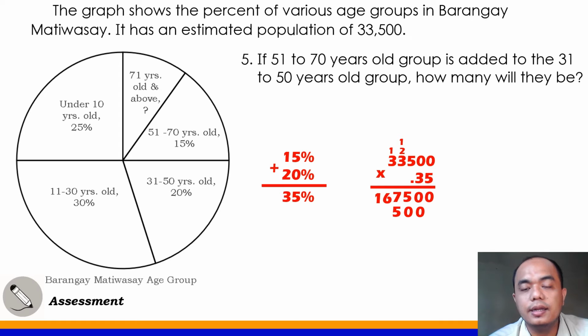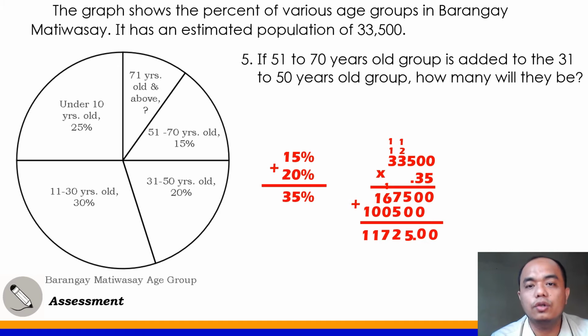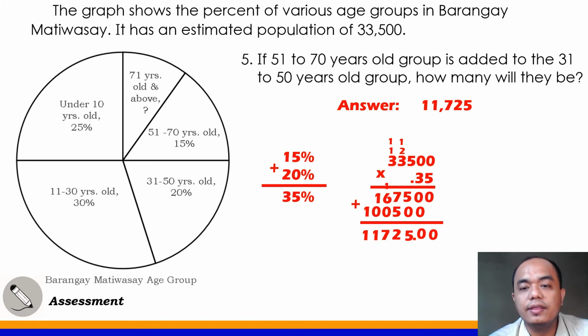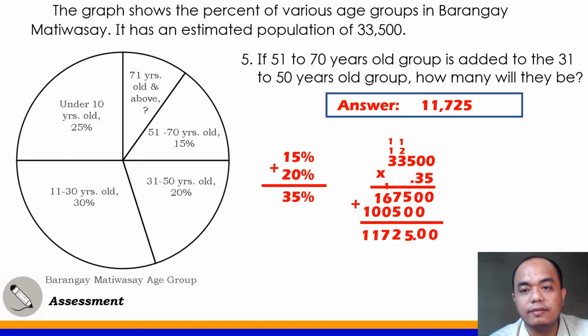Carry 1. 3 times 3 is 9 plus 1 is 10. Carry 1. So, i-add natin yan. We have 0, 0, 5, 12, carry 1, we have 7, we have 1, and 1. Dalawang decimal place value ang ilalagay din natin dyan. So, yung total nilang ng dalawang age group na yan ay 11,725 na katao. Okay? That's for number 5 sa assessment.